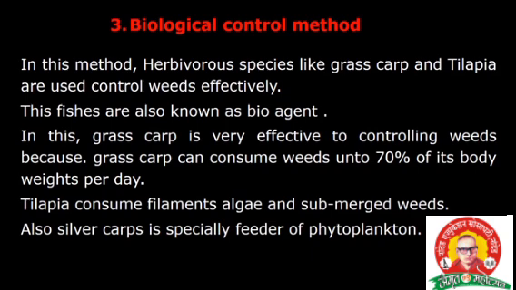In this, grass carp is very effective to control weed because an important point is that grass carp can consume weed up to 70% of its body weight per day. This is a very important point, 70% of body weight per day. Tilapia consume filamentous algae and submerged algae. All are the weeds, filamentous algae, submerged algae. Silver carp especially feeds on phytoplankton. Phytoplanktons means microscopic unicellular organisms present in water. More and more examples.